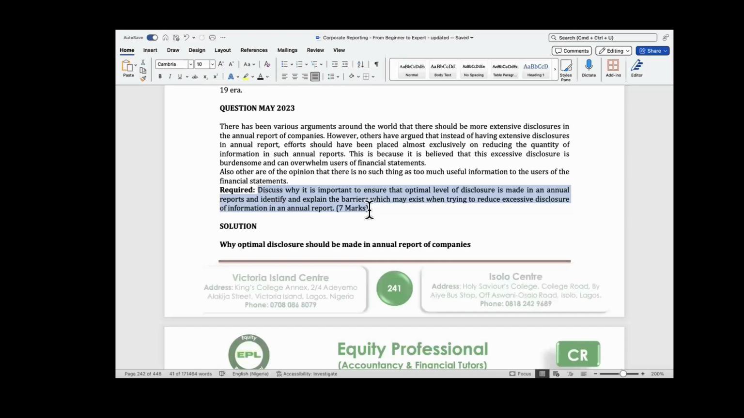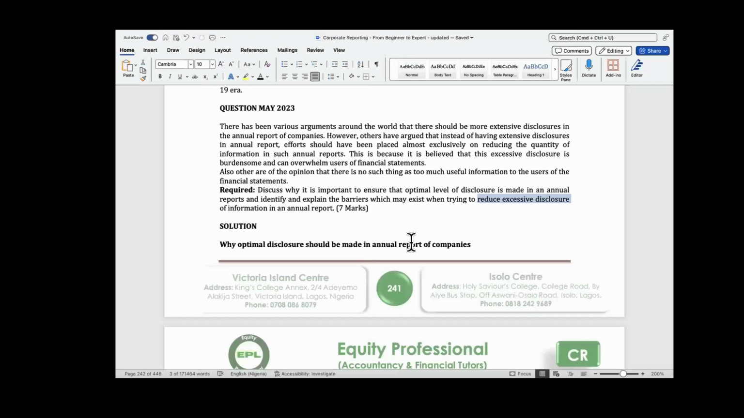So how do you ensure an optimal level of disclosure? Why is it important? This is similar to asking you the advantages of non-financial disclosures, or the advantages of sustainability reporting, or the advantages of risk management reports. And in trying to reduce excessive disclosure, what are the barriers? What will stop you? What makes it difficult to reduce excessive disclosure? So these are two questions in one that you have to answer carefully.